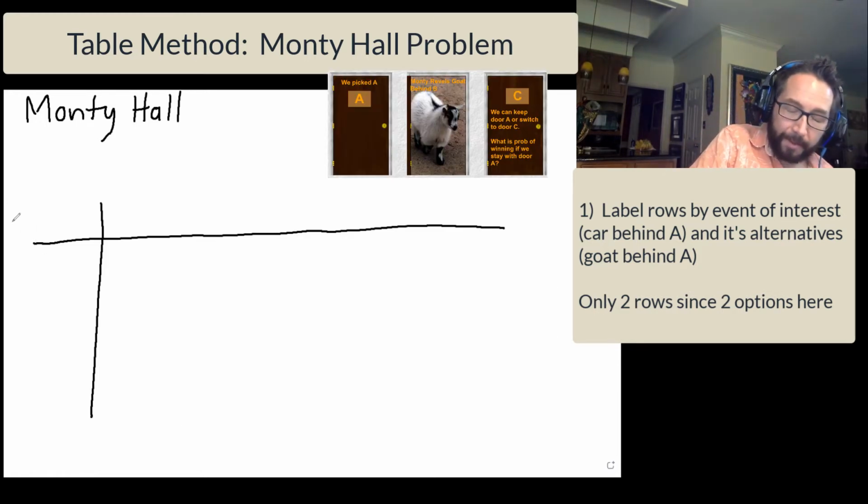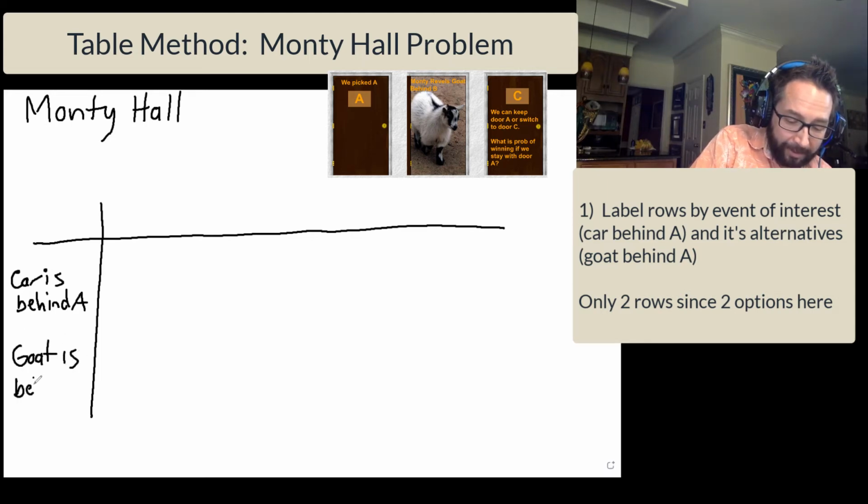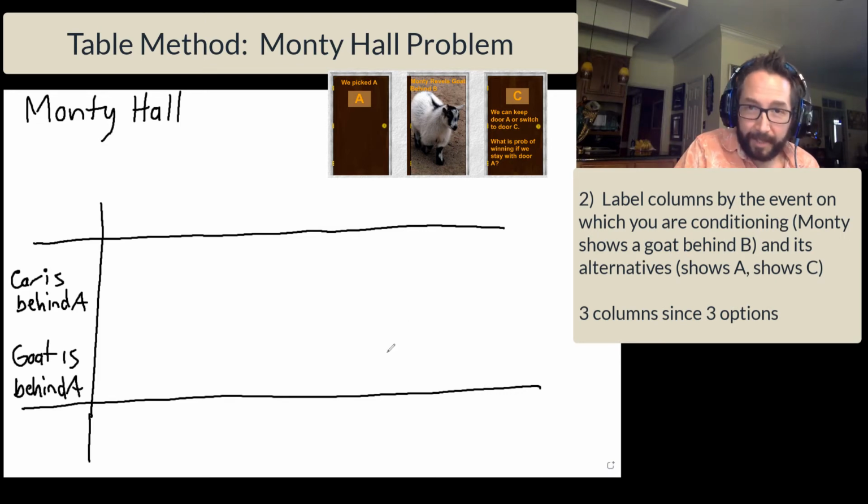So the event whose probability that I want is that the car is behind A. And the competing alternative, we label the rows by the competing alternatives. I'm just going to say that the goat is behind A. It's either going to be one of the two. So here are my two possibilities. And I'm always going to label the rows over my event that I'm calculating the conditional probability of and its competing alternative or alternatives.